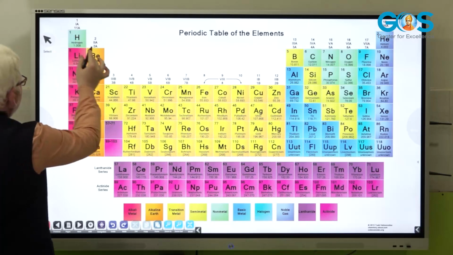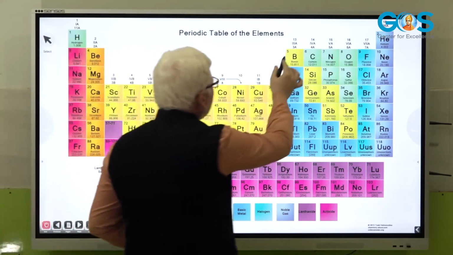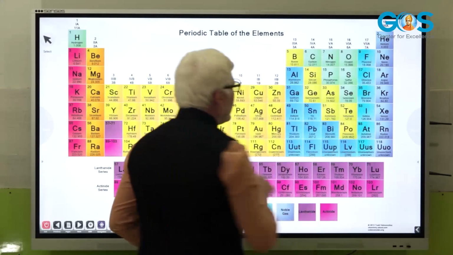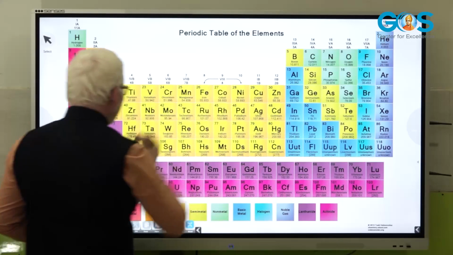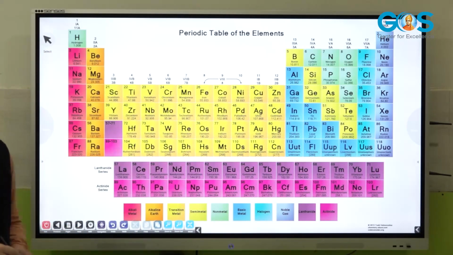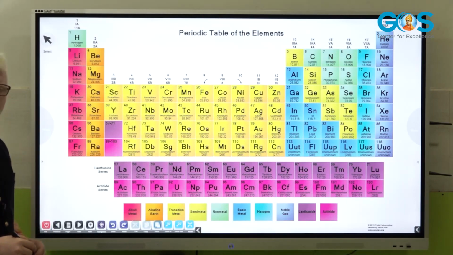The first group and second group, and the 13th to 18th groups, are called A subgroups. The third group to the 12th group come as B subgroups. What is the main criterion for dividing the groups into two subgroups, A subgroup and B subgroup? Let me take a few elements, then you will understand.